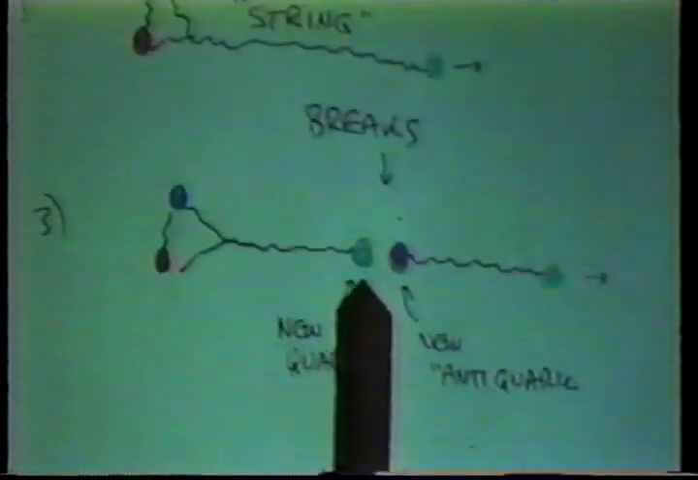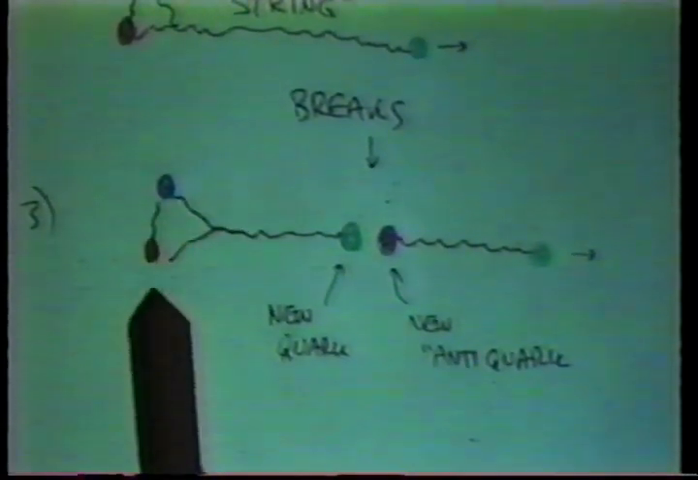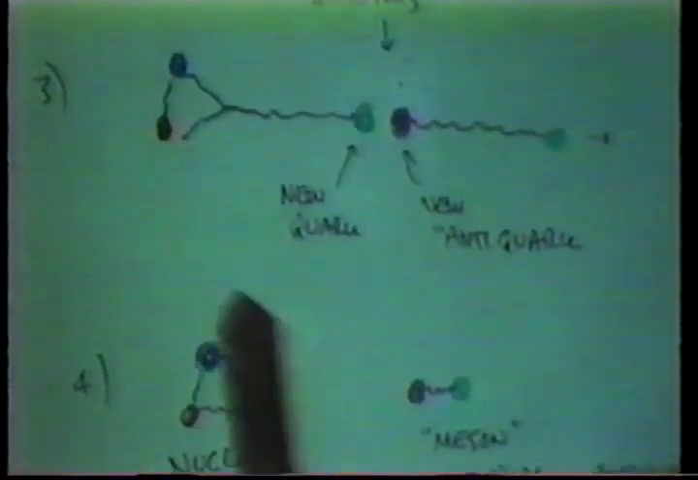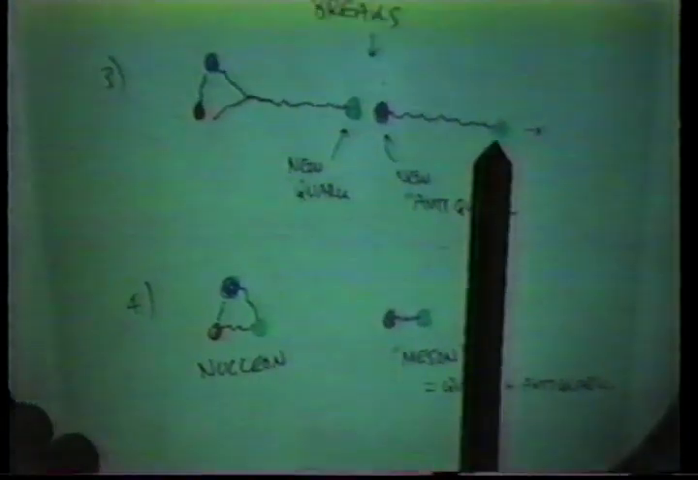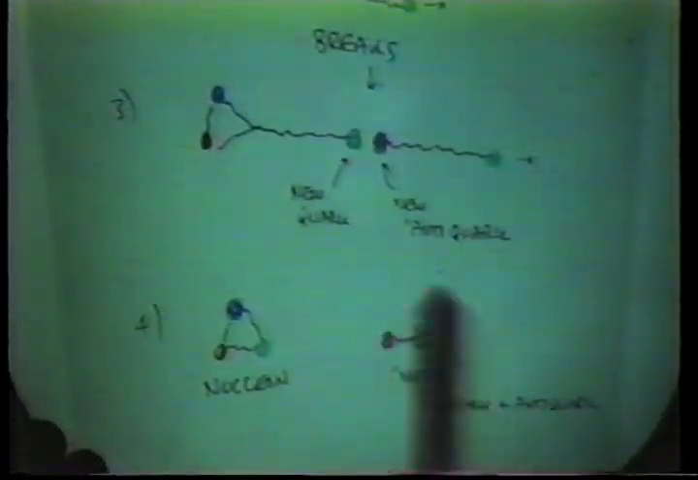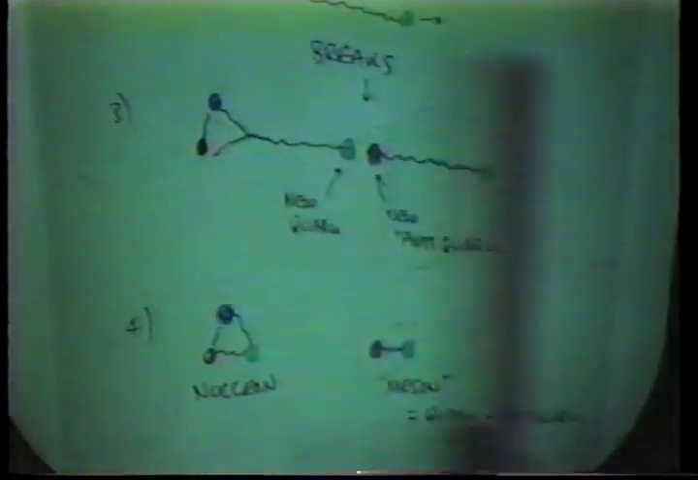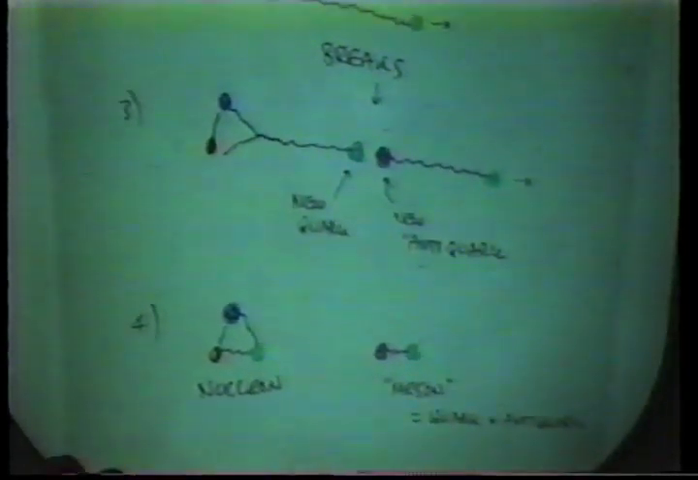And this new quark over here goes back with the ones that are over here, leaving a particle like a nucleon or maybe something a little different. But the three quarks. And this antiquark gets together with a quark over here, and they form a meson. So what happens is you try to pull a quark out, and you end up with a quark and an antiquark bound together.